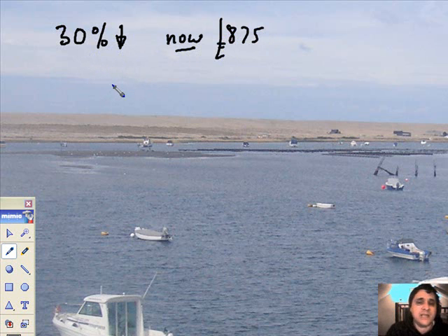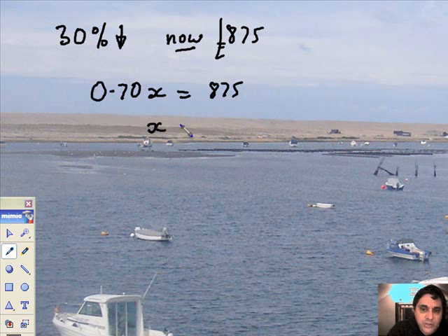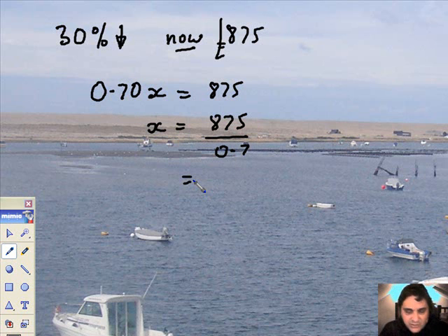Well, if I've gone down by 30%, I retain 70% of my original price. Is that alright? So 70%, 0.70 x, you don't really need the 0, but I want to look like a percentage. So 0.7 of x is now 875. So what I used to be is 875 divided by 0.7, and my telly used to cost, 875 divided by 0.7, a massive price, £1,250. That was the price of the telly.